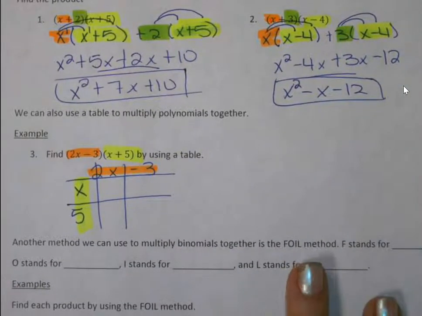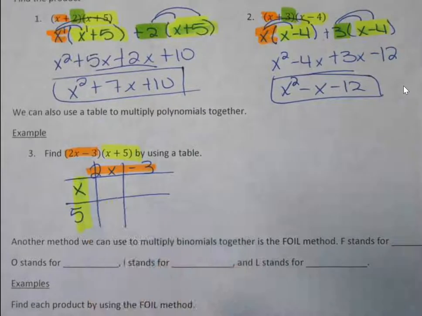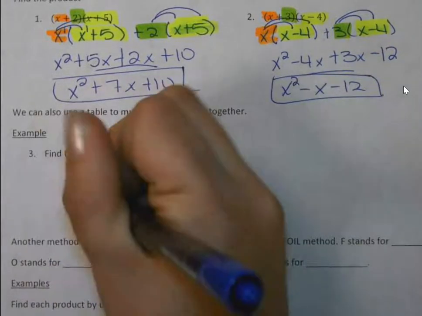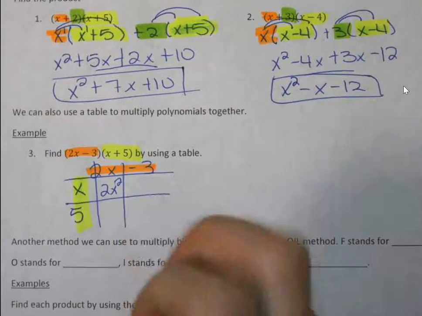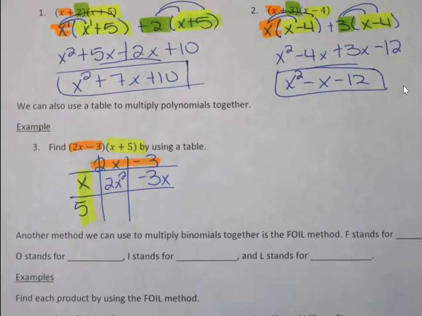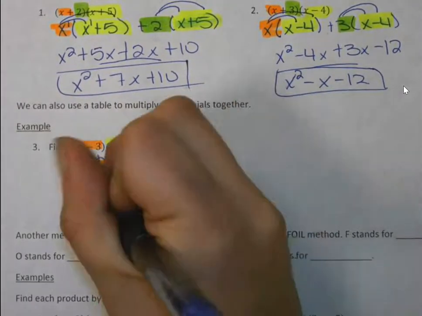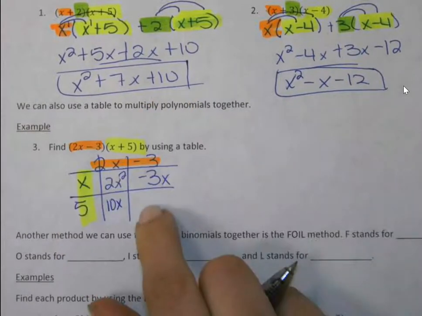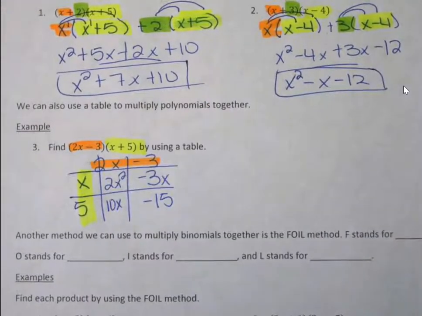Okay? So in each square, I'm going to multiply the 2 things together. So 2x times x is 2x squared. Remember, I add the exponents. Negative 3 times x. And then over here I have 2x times 5. And I have negative 3 and 5. Negative 15. So then, just like before, I want to combine like terms.